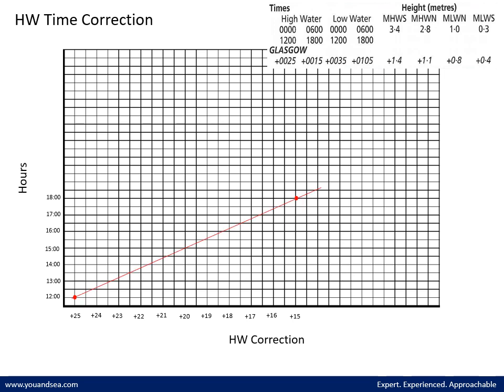Draw a line between them, and then the last bit of the information is to go in with our time, so 14:41. And then meet the red line and then down, and we can see our correction is going to be somewhere between 20 and 21 minutes.